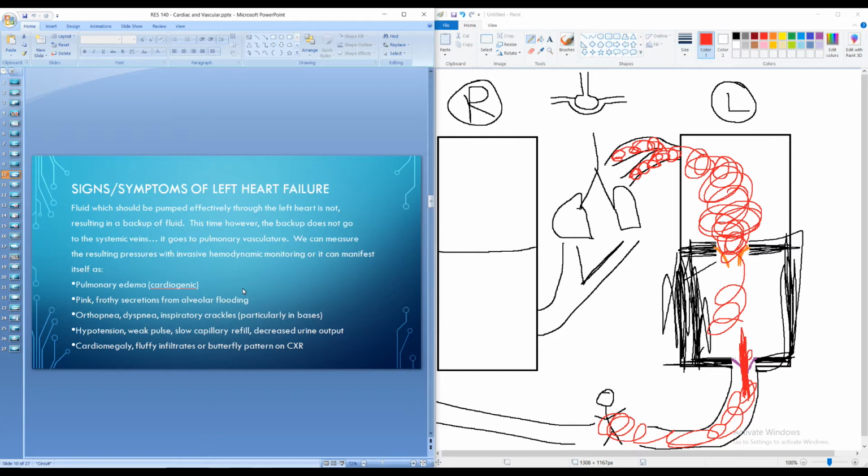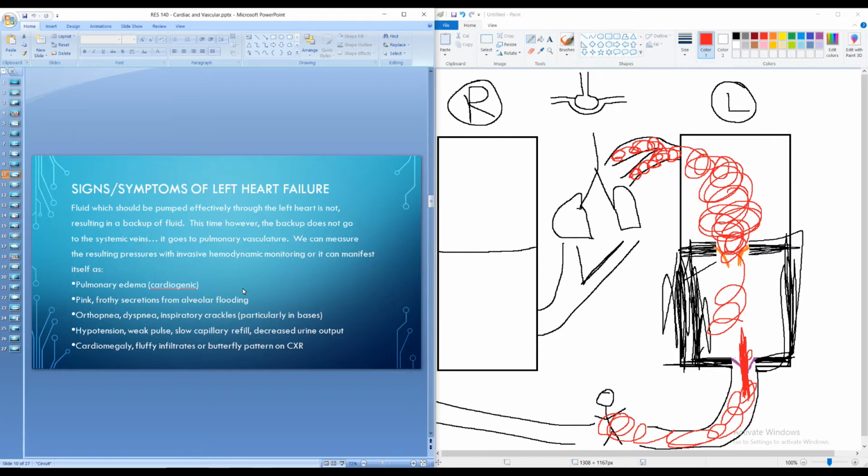So the basics of what's happening, we'll just word it out for you. The fluid, which should be efficiently pumping through the left side of the heart, is not pumping efficiently, so the fluid backs up. This time, the backup isn't going into the systemic veins like we said, it's going into the pulmonary vasculature. We can measure those resulting pressures with invasive monitoring.